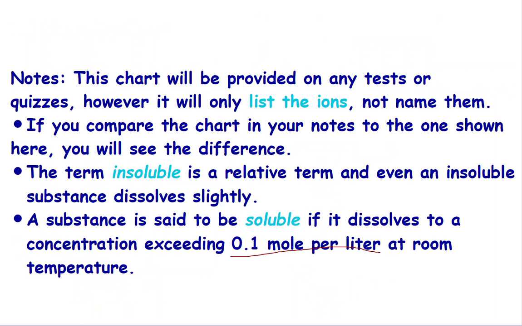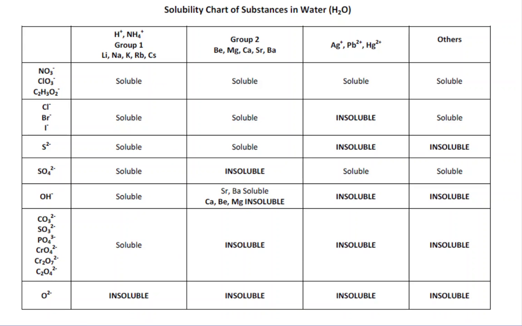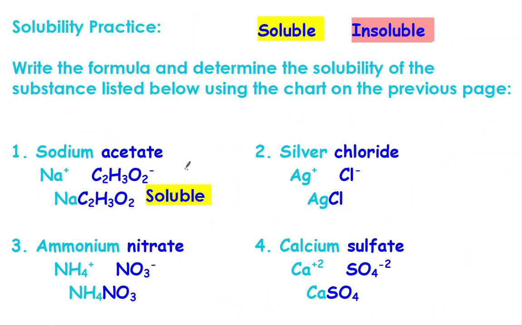So let's go back to the chart. Sodium is located right here, and acetate is located right here. Where those two things match up is right here at soluble. So a sample of sodium acetate would dissolve in water, so that is soluble.